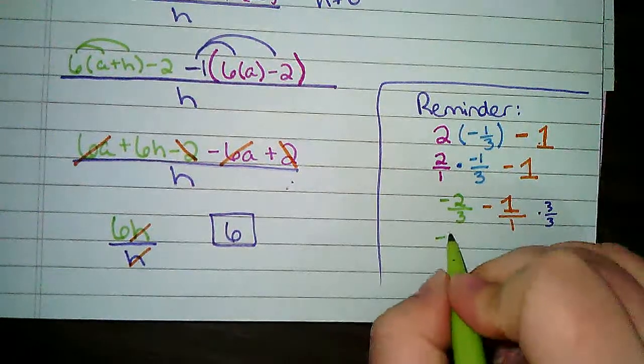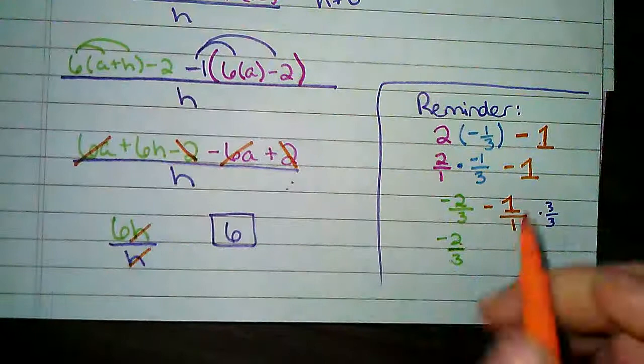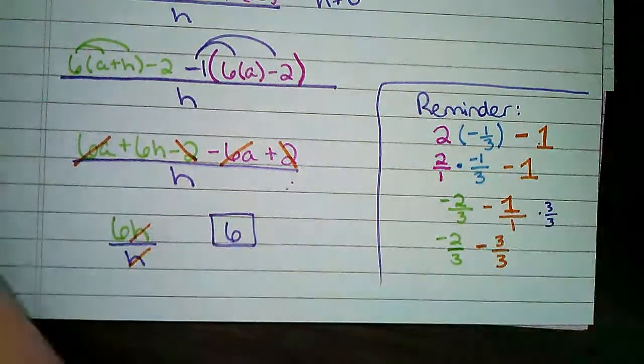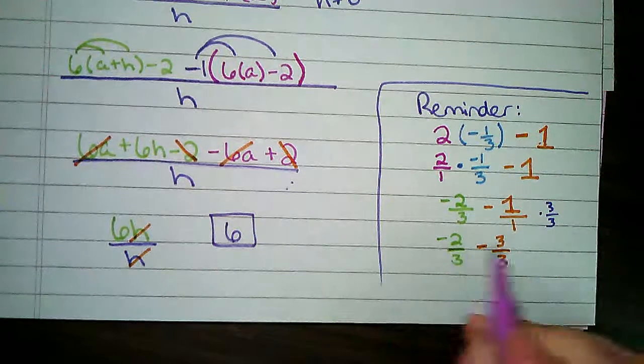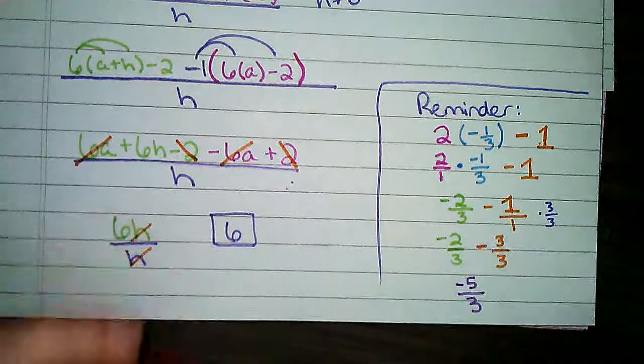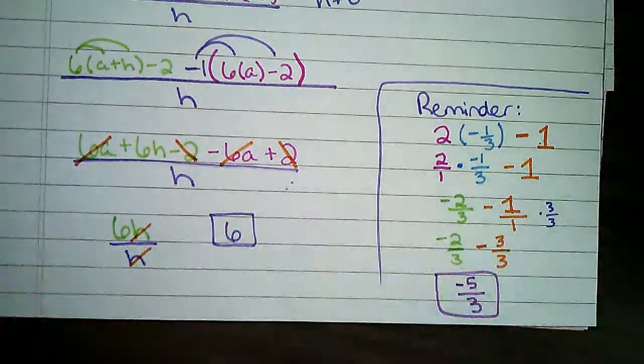So I have negative 2/3 minus 3/3. Negative 2 minus 3 is negative 5. And we keep the thirds. So that would be your answer if you were doing a problem like this.